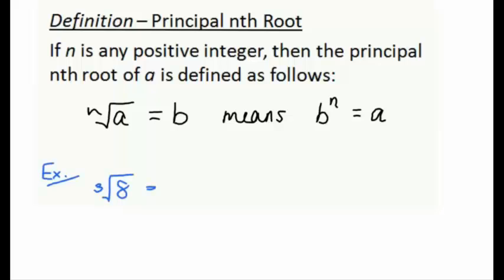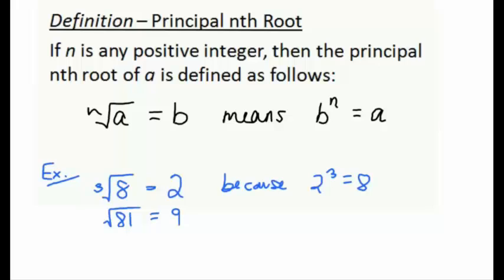So to give you a couple numerical examples, we might say that the cube root of 8 is equal to the number 2. This is because 2 cubed is equal to 8. 2 times 2 is 4, and multiply that by 2 once more, we get the value of 8. So we can think of taking the cube root here as undoing the process of exponentiating.